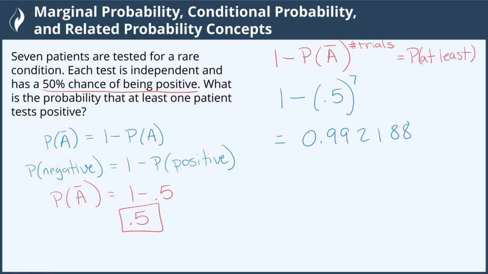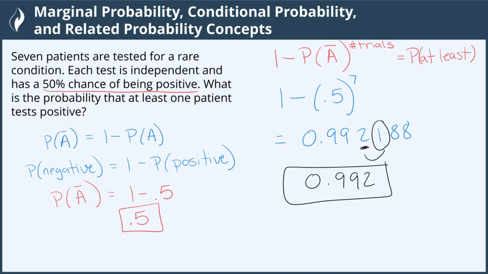0.992188, and let's just round this out to 3 decimal places. Looking to the number to the right is a 1. 1 doesn't round up the 2, so we get 0.992. This is the probability that at least one patient of these 7 will test positive. And now we're all done.